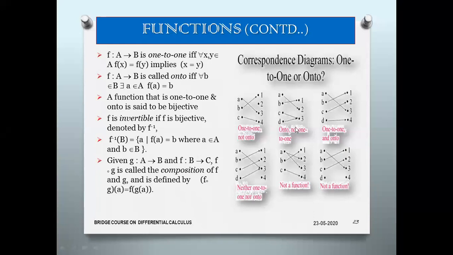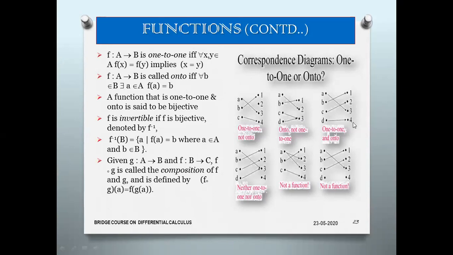Now, take the next one. Here, a's image is 2, b's image is 1, whereas c and d both have the image 3. So 1 has a pre-image, 2 has a pre-image, and 3 also has pre-images, which means it is onto. That is, in the second set, no element is left behind without a pre-image. So this function is onto but not one-to-one. Why is it not one-to-one? Because 2 elements from the first set are mapped onto the same element. That is why it is not one-to-one.